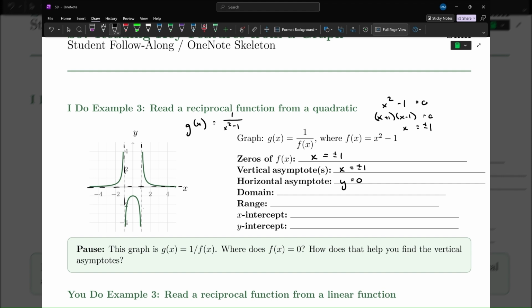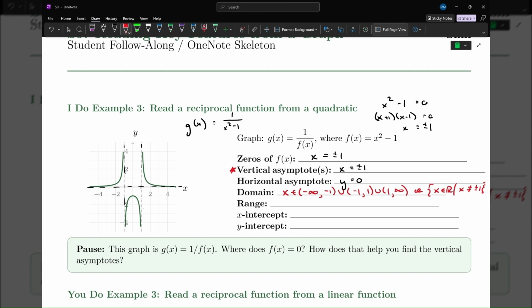Our domain, if we look at x's, basically everything's okay except for the vertical asymptotes. So x cannot be negative 1 or 1. So our domain is just going to remove those numbers. So we're going to say x is an element of negative infinity to negative 1, or negative 1 to 1, or 1 to infinity. Or you could do set notation and say x is a real number, x can't be plus or minus 1. That's also fine. So x is an element of the reals, x is not plus or minus 1. Done.